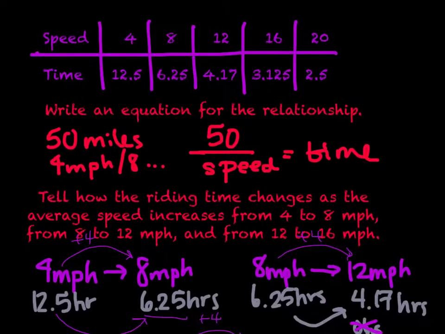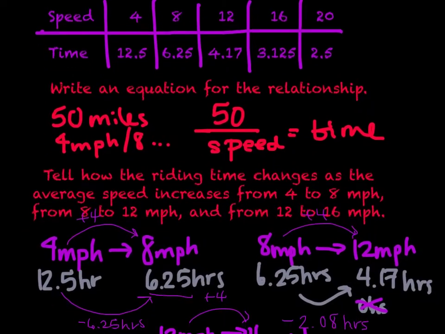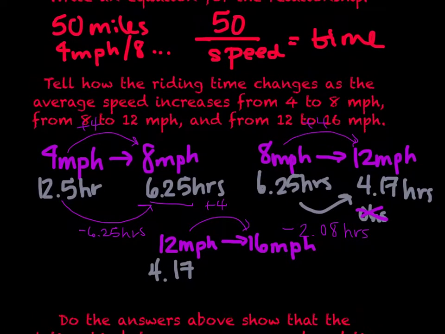At 16 miles per hour, it's not 2 hours, it's 3.125. So essentially, we have a decrease of less than 1. Actually, no, it's a little more than 1. Sorry. It's about 1.05 is our decrease. 1.045 is our decrease this time. Not at all consistent.